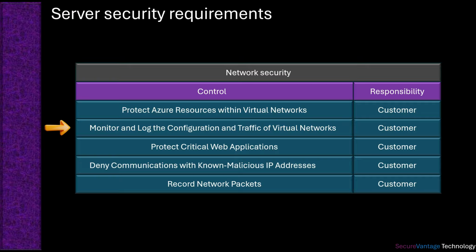For monitoring and logging the configuration and traffic of virtual networks, subnets and network interfaces, use Microsoft Defender for Cloud as your surveillance system. It will keep an eye out and suggest improvements. Turn on NSG or virtual network flow logs to record who is coming and going. Then store those logs in a secure vault, such as a storage account, for future investigations.